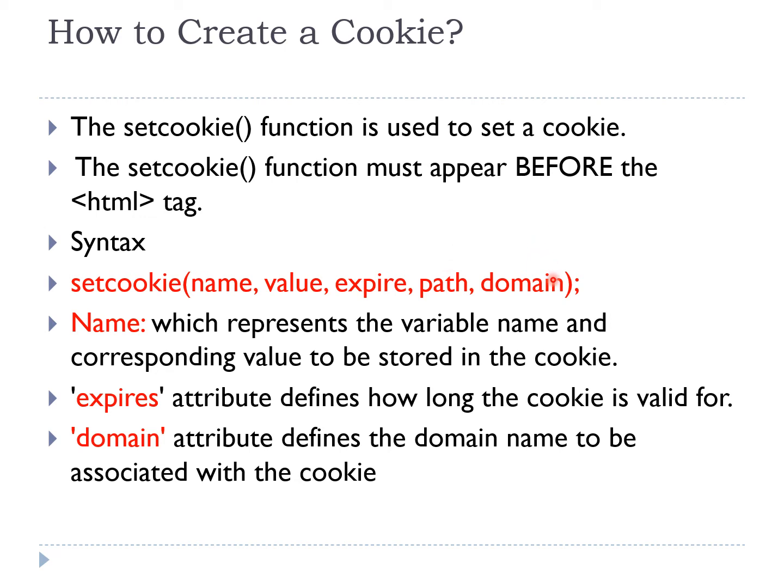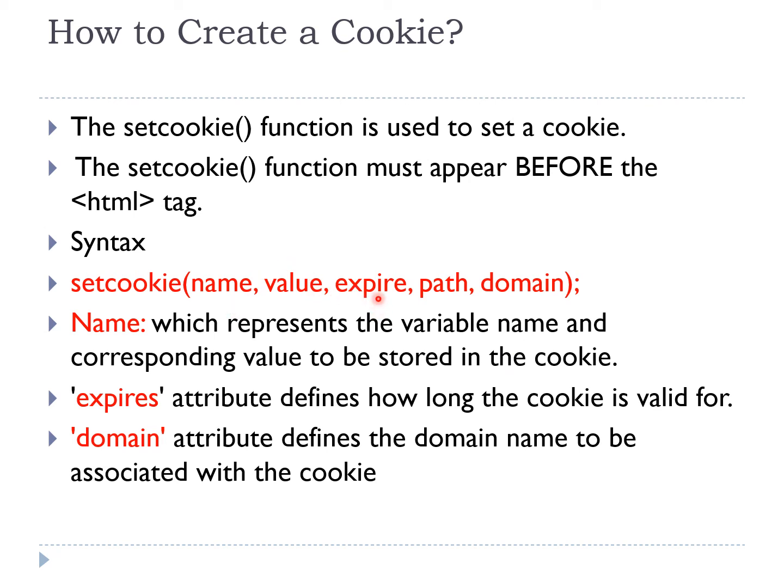Then the last attribute, the fifth attribute, defines the domain name with which the corresponding cookie is associated. So this setcookie function takes 5 arguments. The first argument is the name, which represents the variable name and the corresponding value to be stored in the cookie. So the first thing is the name, and the second is the corresponding value.